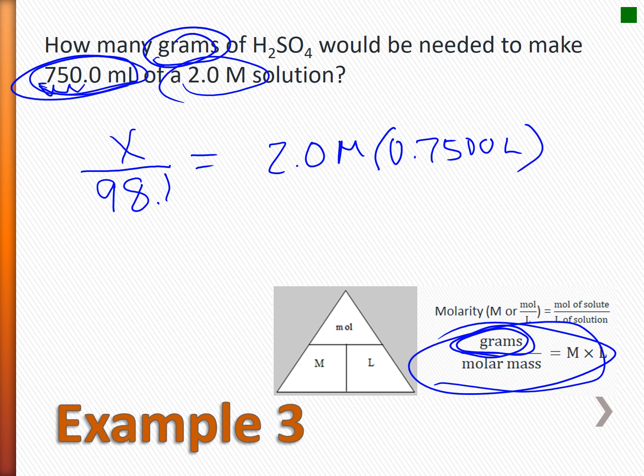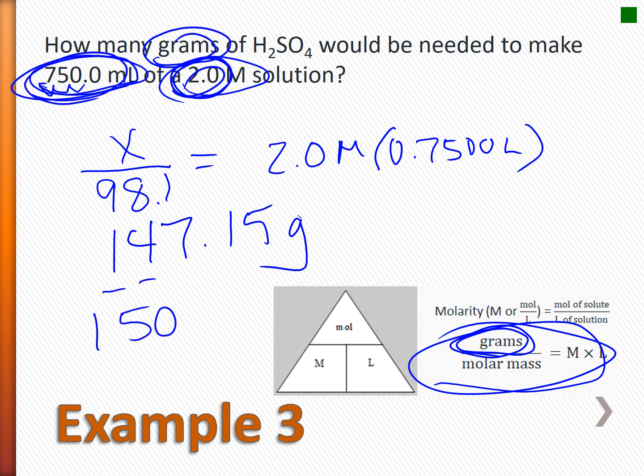Multiply that out, so it's going to be 2.0 times 0.7500 times 98.1 to get that 98.1 out and solve for X, and I get 147.15 grams. Rounded to the correct number of sig figs, which would be 2 from that 2.0 because 750.0 has 4, it would be 1, 2, so 150 grams of H2SO4.